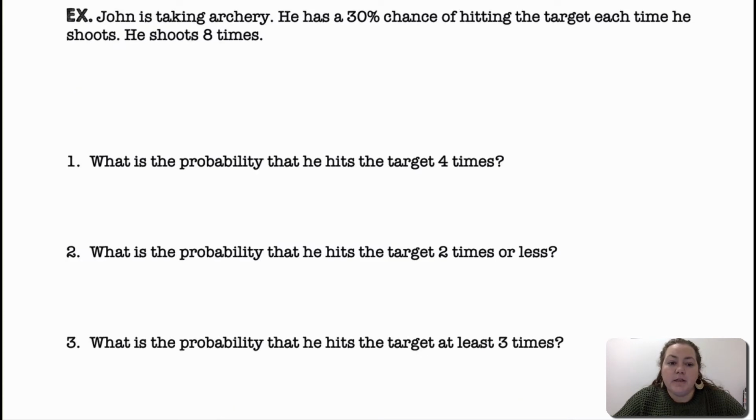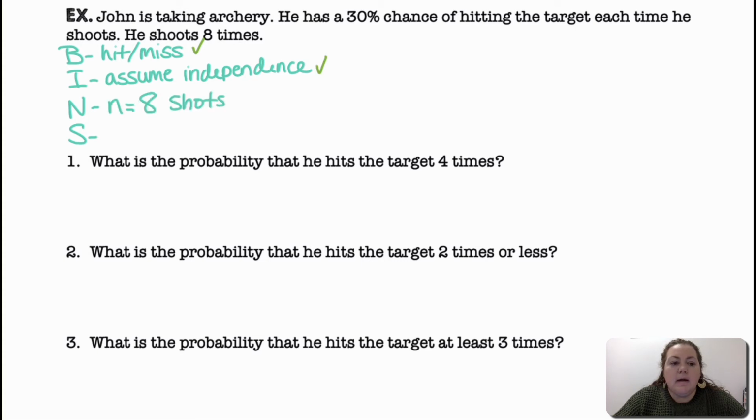All right, John is taking archery. He has a 30% chance of hitting the target each time he shoots. He shoots 8 times. All right, so this is binomial, okay, because he's shooting 8 times, there's a set number of trials. So I'm going to check the binomial conditions. Binary, hit or miss. Independent, we're going to assume independence. N equals 8, my sample size. And my set probability is 0.30, 30%.